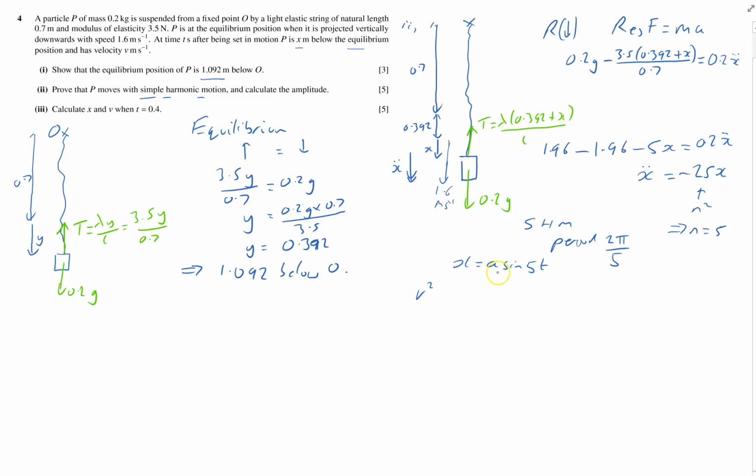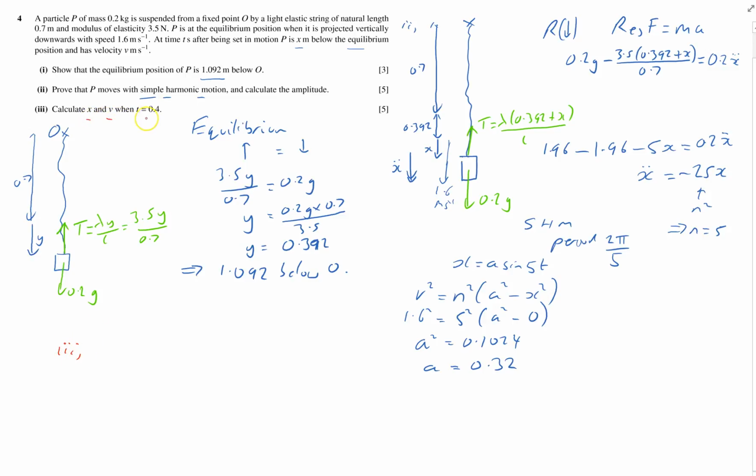But we've also got the formula to work out the amplitude. That's going to be hard to work out because we don't know too much about that, but we know that v squared equals n squared, which we know, times a squared minus x squared, which we want to find. And we know that the maximum velocity is when the extension from the equilibrium is 0, and that's 1.6. So we get 1.6 squared equals 5 squared times a squared minus 0, because maximum velocity is when x is 0, and that gives us a squared equals 0.1024, and so a equals 0.32, and that does the second bit. That's the amplitude.